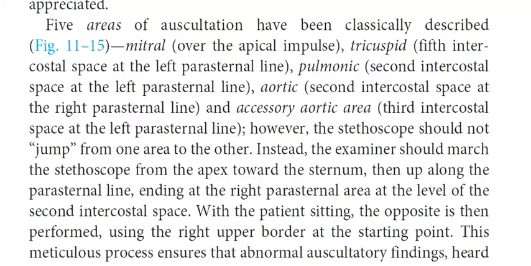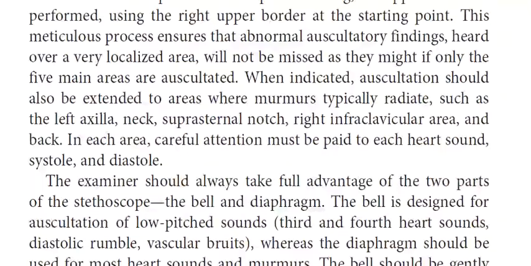With the patient sitting, the opposite is then performed using the right upper border as the starting point. This meticulous process ensures that abnormal auscultatory findings heard over a very localized area will not be missed, as they might if only the 5 main areas are auscultated. When indicated, auscultation should also be extended to areas where murmurs typically radiate, such as the left axilla, neck, suprasternal notch, right infraclavicular area, and back.